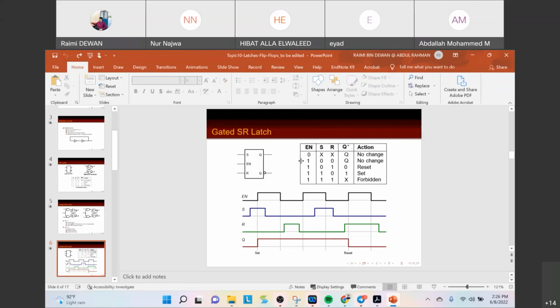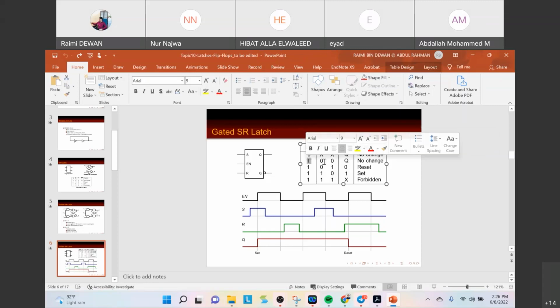Next, what if the enable has a rising edge? This one is the rising edge, meaning the signal goes from low to high, so this is rising. It means positive edge trigger. You can also have negative edge trigger. Positive edge trigger means it's going up, the rising edge. Negative edge trigger is going down. So this one is enabled with 1, meaning rising edge trigger.